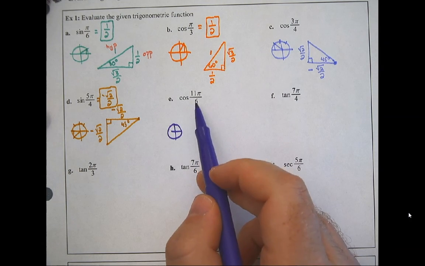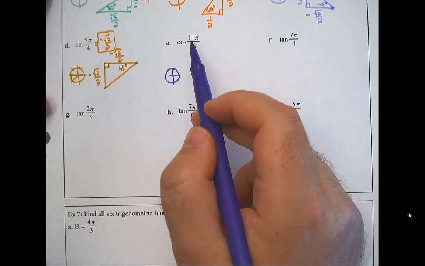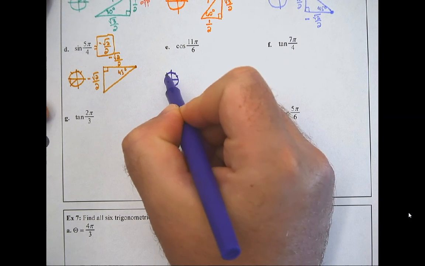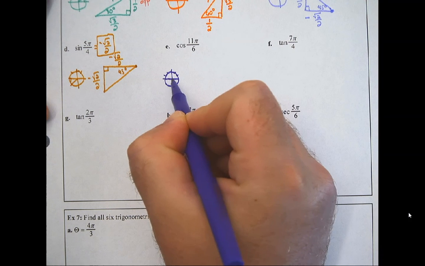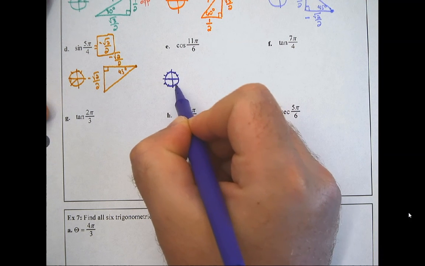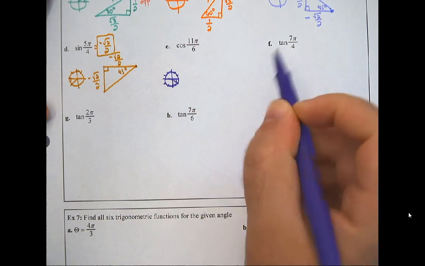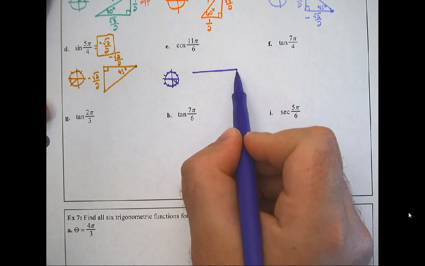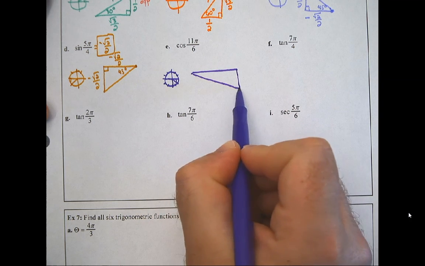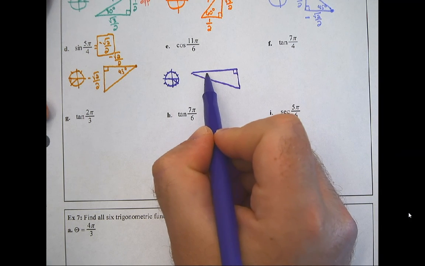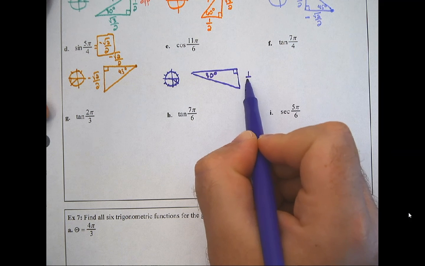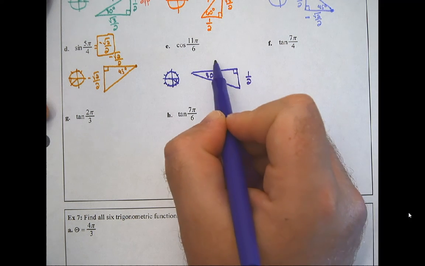Okay, 11 pi over 6. I'm counting by 30s. I'm counting 11 30s: 1, 2, 3, 4, 5, 6, 7, 8, 9, 10, 11. So that means that my triangle is going to be down here. Right angle, reference angle is a 30. Opposite of 30 is a 1/2. 30's friend is 60. Opposite of 60 is square root 3 over 2.